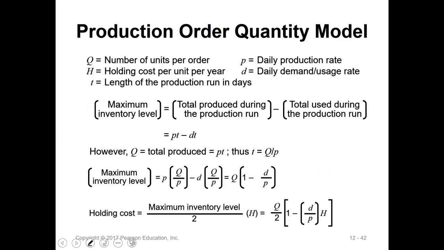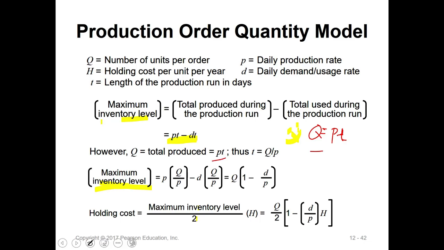And then go to the next slide. We know this is the maximum inventory level. Your holding cost equals the average inventory level times the holding cost, and the average inventory level equals the maximum level divided by 2. For this maximum inventory level, I use some algebra here to show you how to do that. From Q equals PT, that's over here.